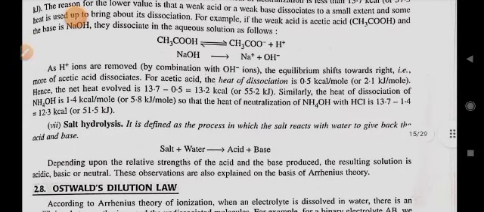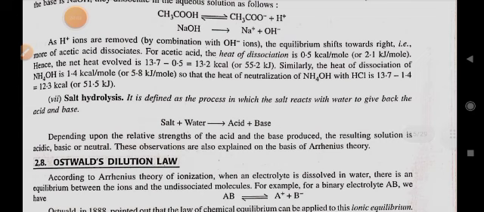H+ ions are removed by combination with OH- ions. The equilibrium shifts towards the right, that is, more of the acetic acid dissociates. For acetic acid, the heat of dissociation is 0.4 kilocalorie per mole. Hence, the net heat evolved is 13.7 minus 0.5, equal to 13.2 kilocalories. Similarly, the heat of dissociation of NH4OH is 1.4 kilocalories per mole, so that the heat of neutralization of NH4OH with HCl is 13.7 minus 1.4, equal to 12.3 kilocalories.